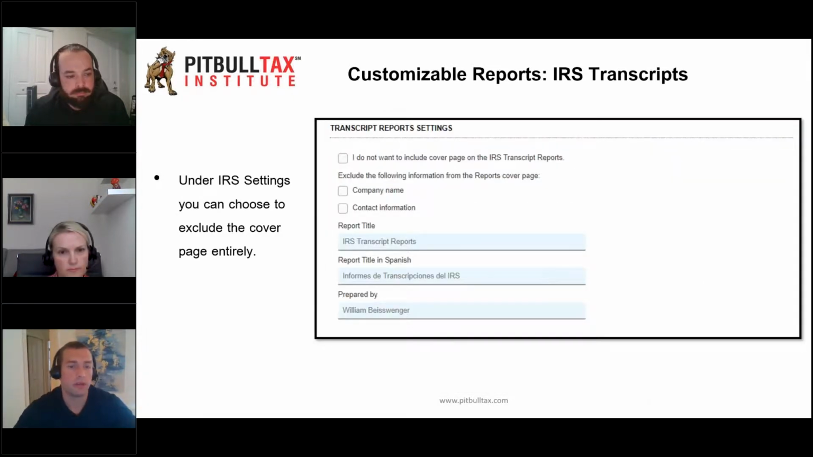Okay, and as you can see here, an easy option is you can just check the box to not include the cover page at all. If you don't want a cover page for your transcript reports, you can just check that box and it'll just generate the transcript reports without the cover page. But if you want it to generate the cover page, but you just don't want it to include your company name or contact information, you have that option as well. You can just check the company name and it won't include that, or just check the contact information and it won't include that, but it'll still create the cover page. And with anything else you added, like your logo, it just won't include the boxes that you checked off there.